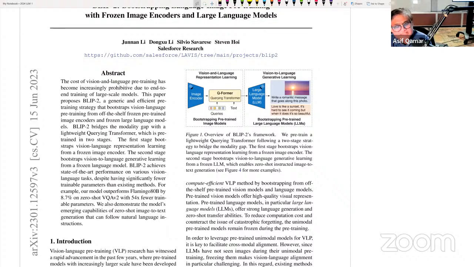So BLIP-2 bridges the modality gap with a lightweight querying transformer, which is pre-trained in 2 stages. If you look at this picture, the querying transformer, Q-former, literally looks like a bridge between the two, isn't it?